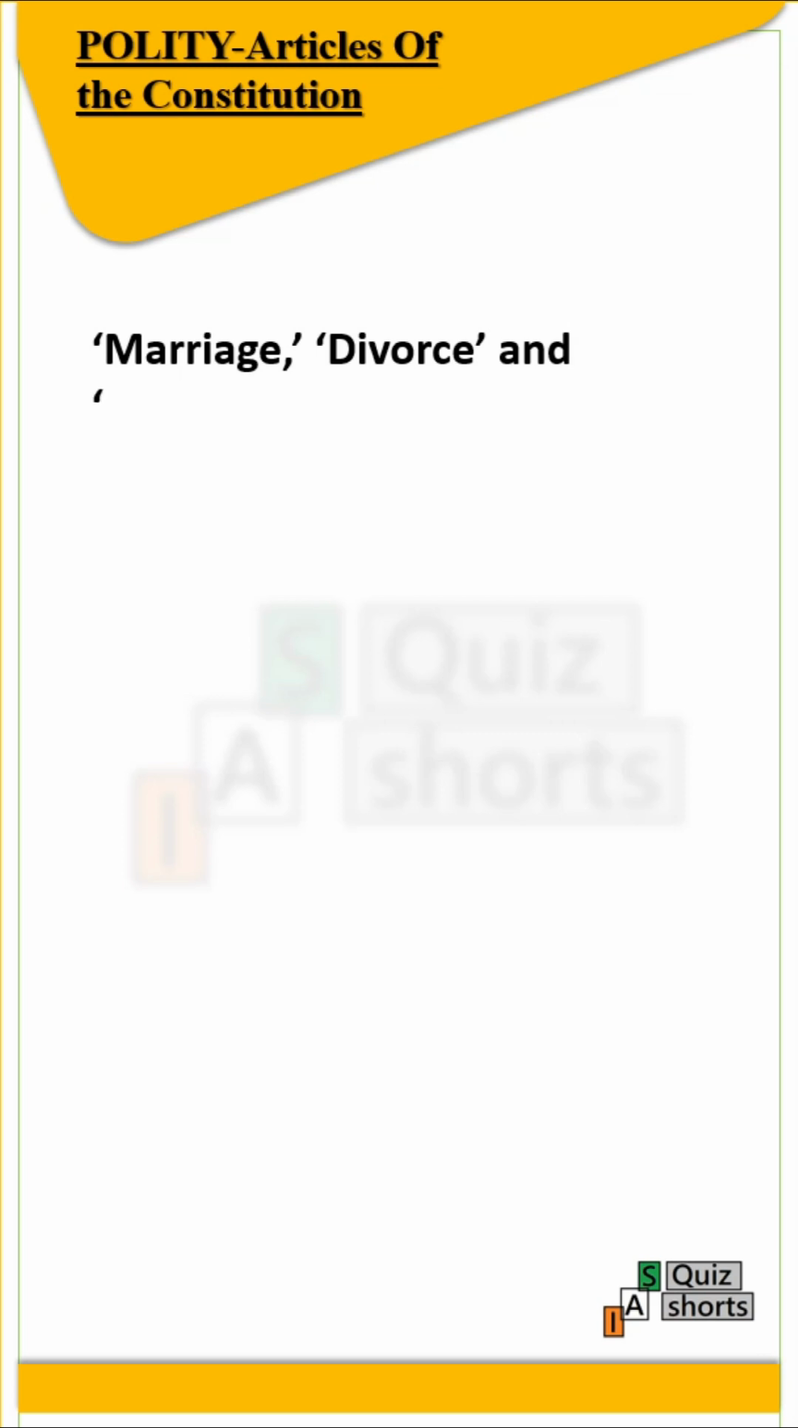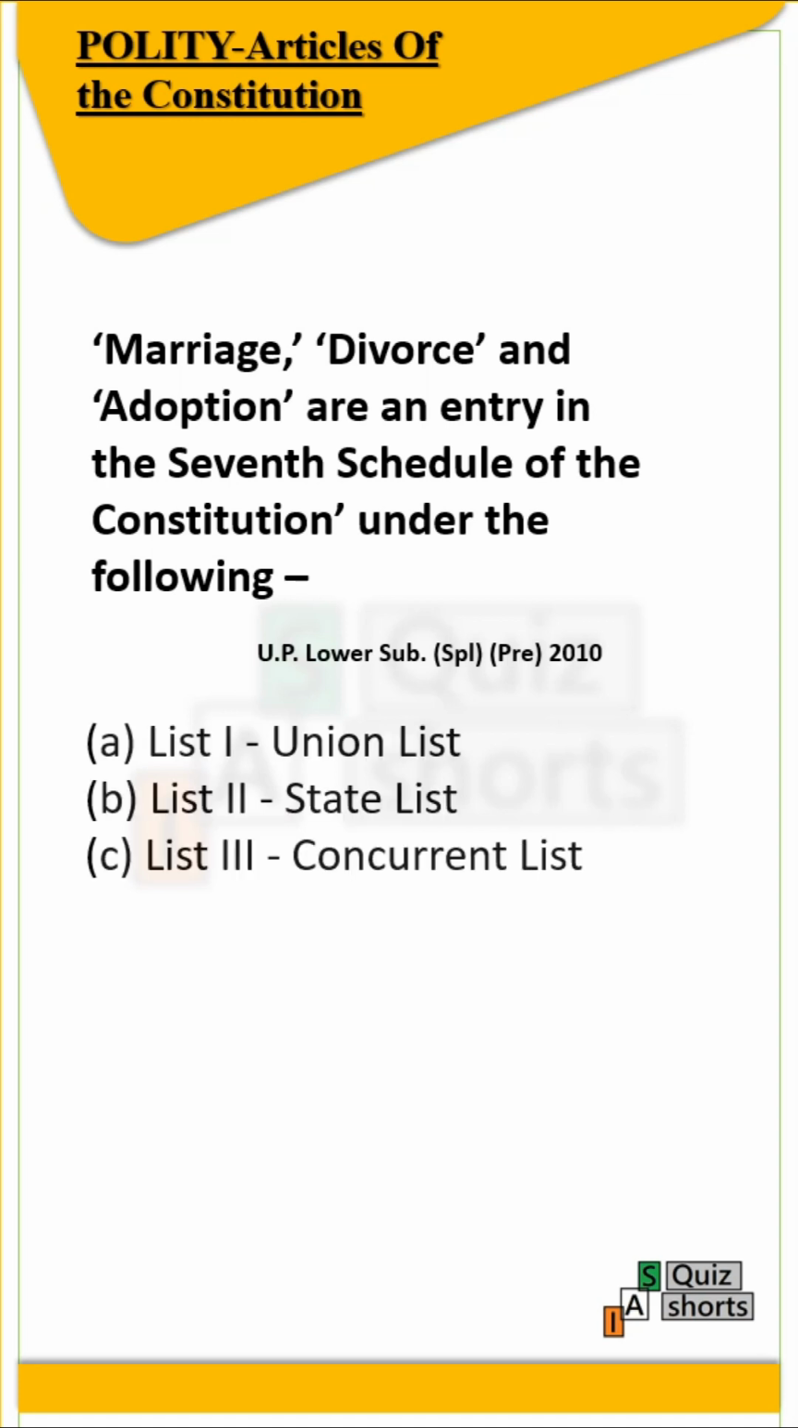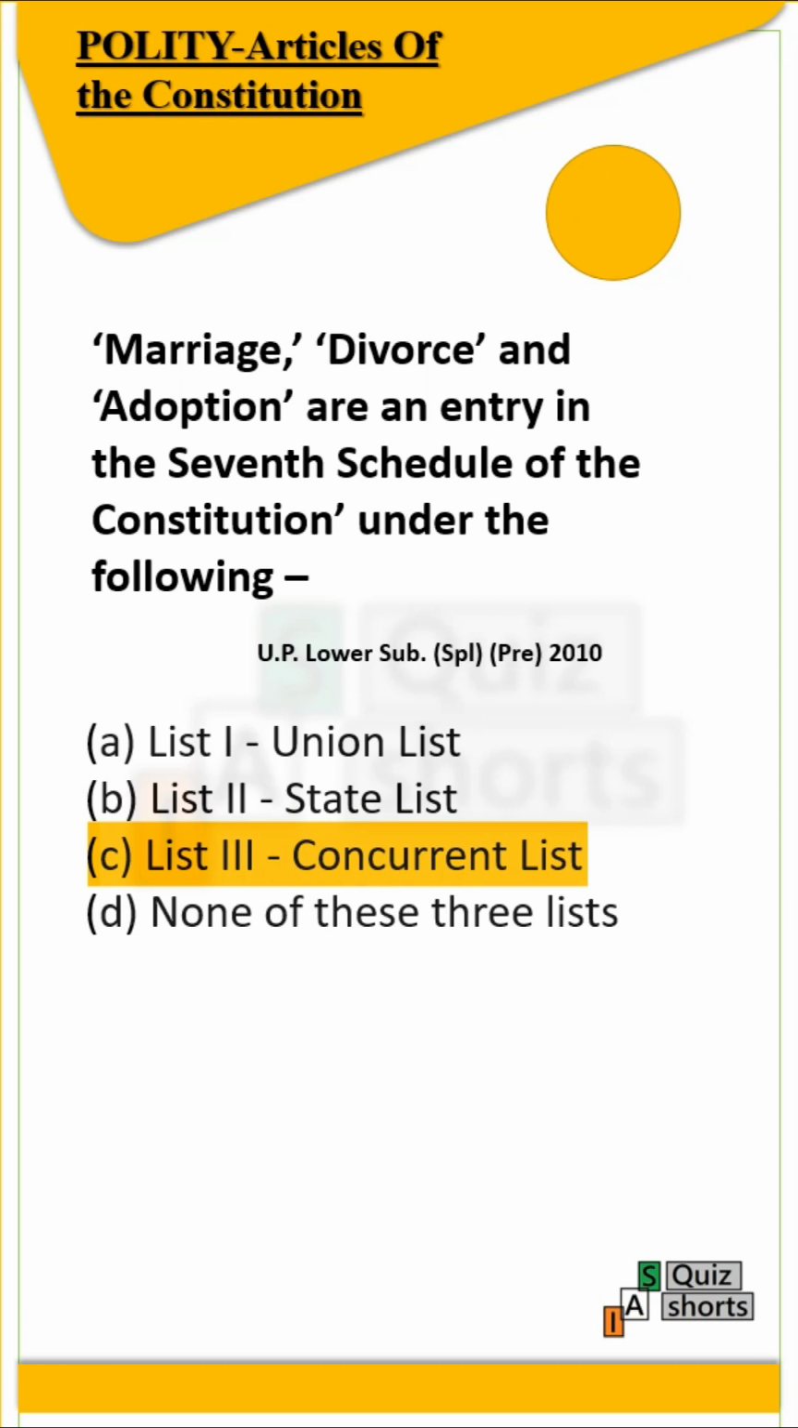Marriage, divorce and adoption are an entry in the 7th schedule of the Constitution under the following: Union list, state list, concurrent list, none of these three lists. Answer is C. Concurrent list.